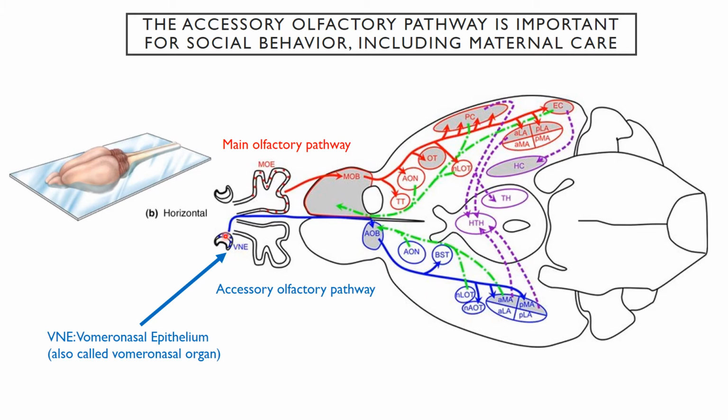So there's another olfactory organ in the nose called the vomeronasal epithelium. This is a separate epithelium, and it's also referred to as the vomeronasal organ. Humans have one too. It's really, really small. It's significantly bigger in rodents relative to the entire size, but it's still much smaller than the main olfactory epithelium. This vomeronasal organ sends its projections to what's called the accessory olfactory bulb. Not the main olfactory bulb, the accessory olfactory bulb.